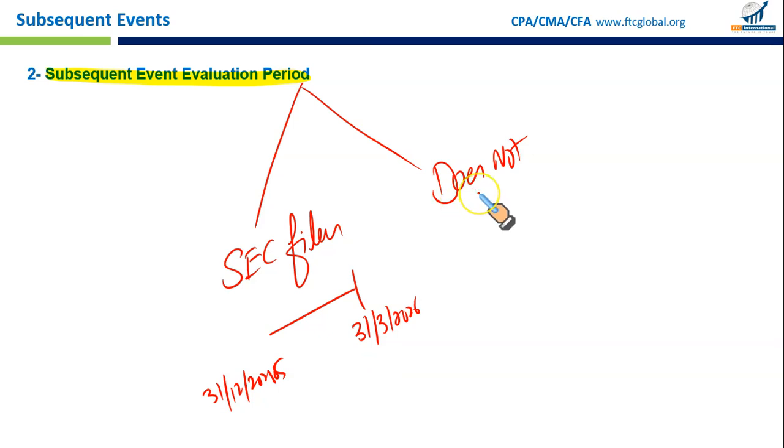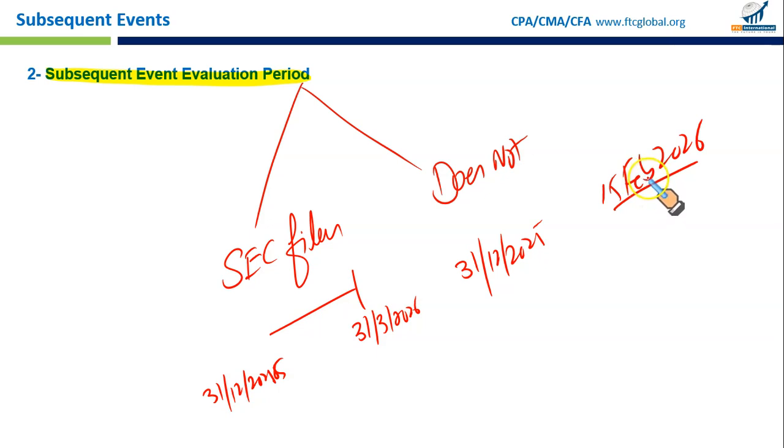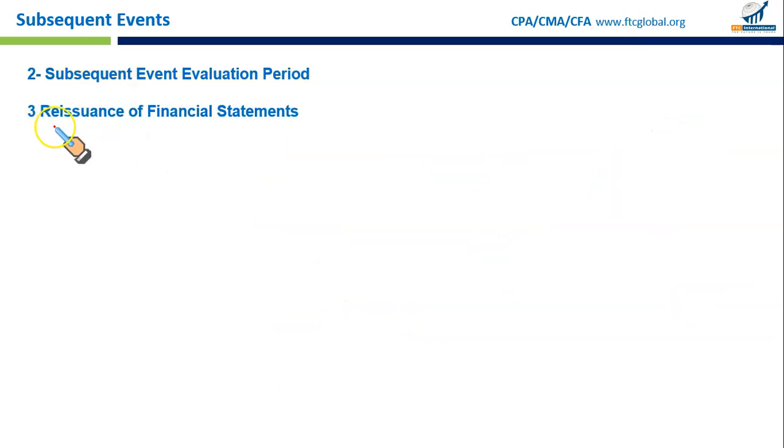What about non-SEC filers? Companies that do not file with the SEC must evaluate subsequent events until the date the financial statements are available to be issued. For example, if a company finalizes financial statements on 15th of February 2026, whereas the balance sheet date is 31st of December 2025. So remember, financial statements are finalized on 15th of February, but they are issued on 1st of March 2026. So in this case, the company must evaluate events up to 15th February only and disclose in financial statements.